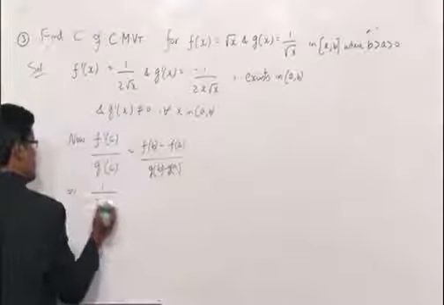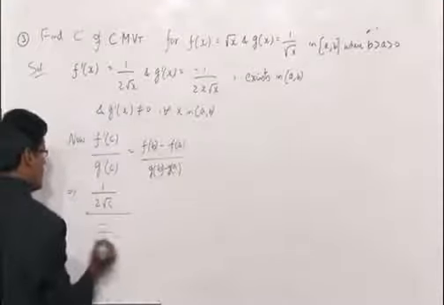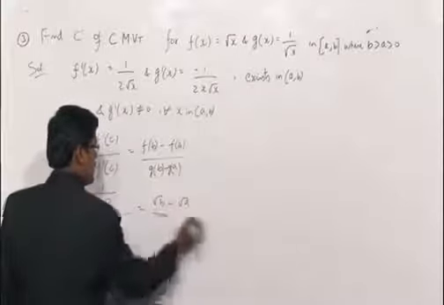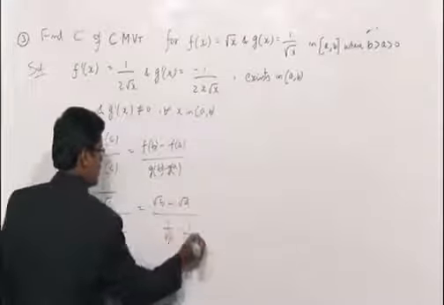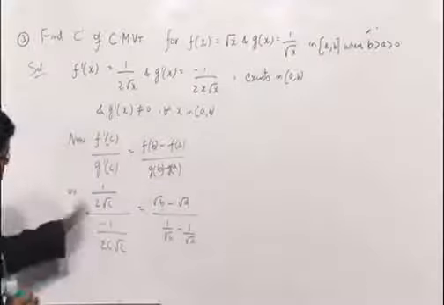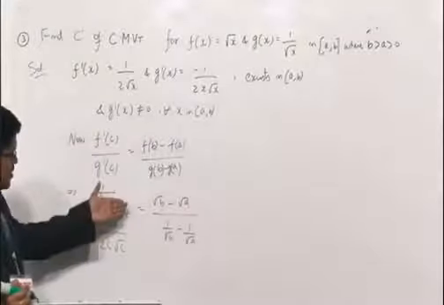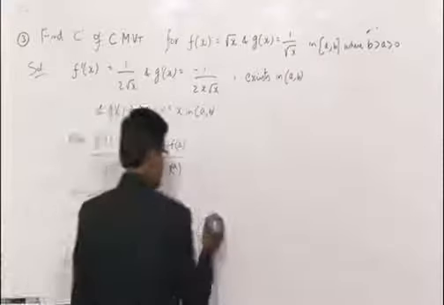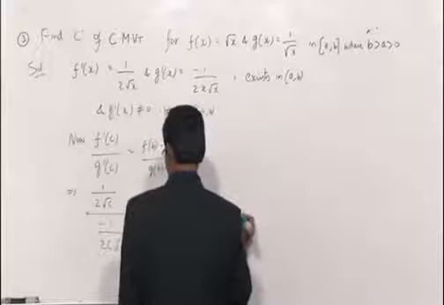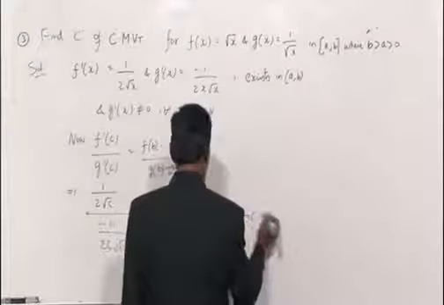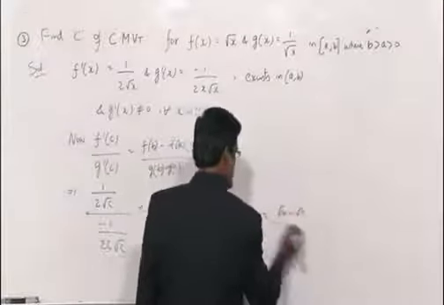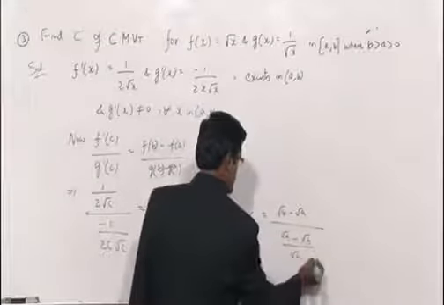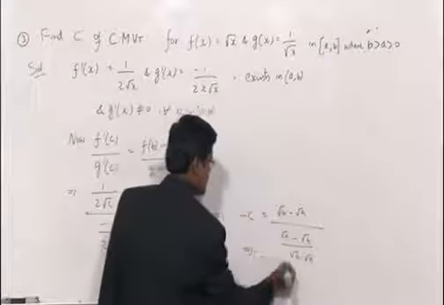So (1 by 2 root c) divided by (minus 1 by 2c root c) is equal to (root b minus root a) by (1 by root b minus 1 by root a). This simplifies: the second fraction comes to the numerator after taking the LCM and then reverting. The LHS simplifies to minus c, and on the right, root b minus root a divided by (root a minus root b) divided by (root b into root a). So this simplifies to c is equal to root of ab.